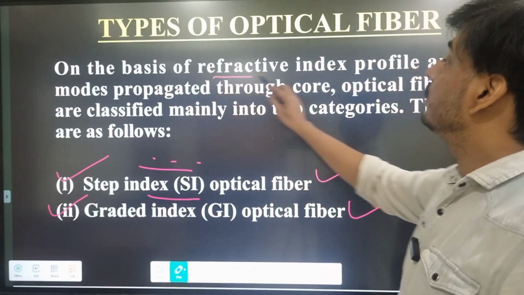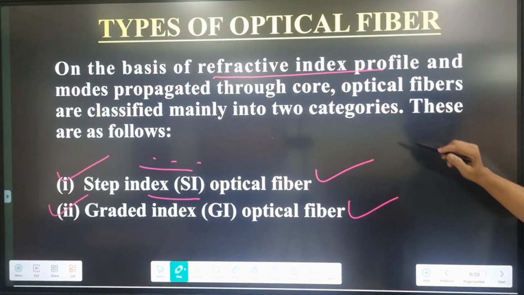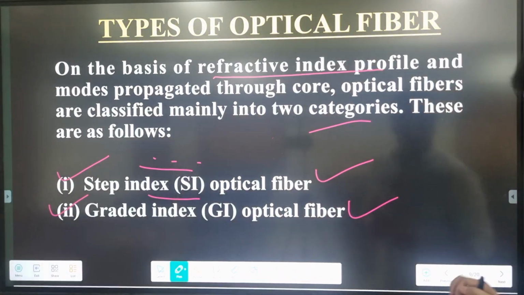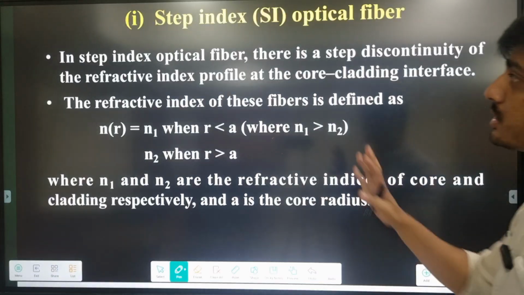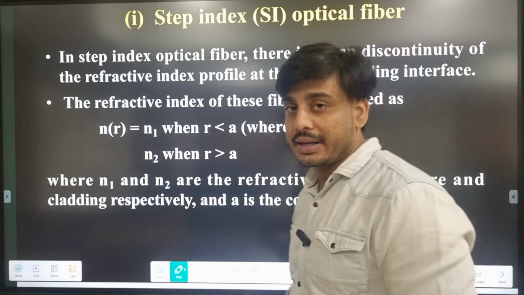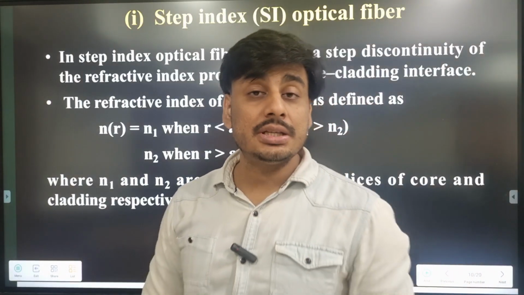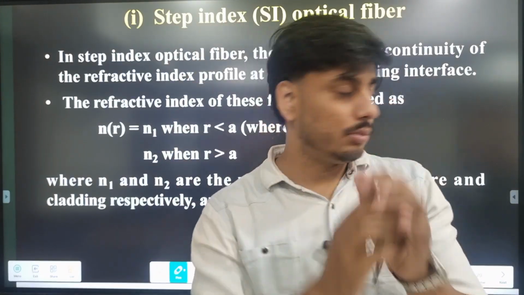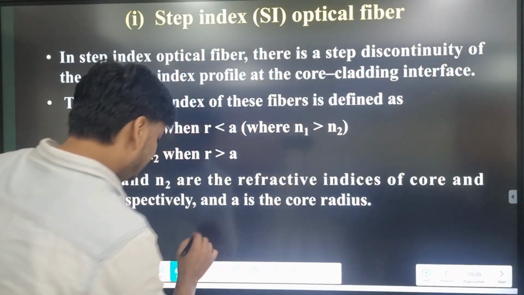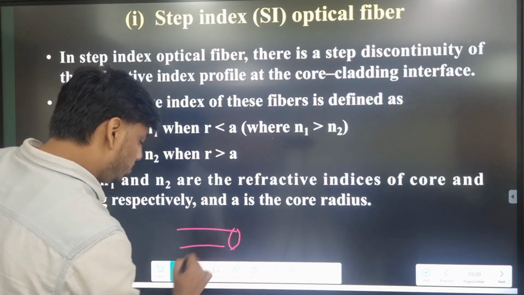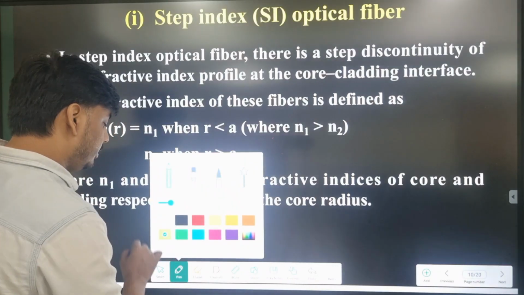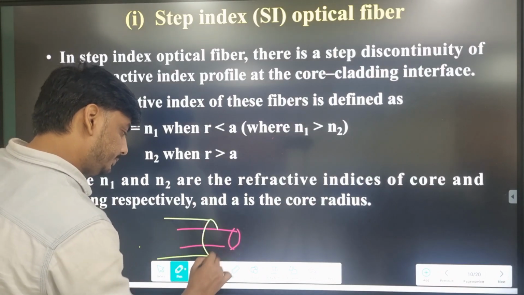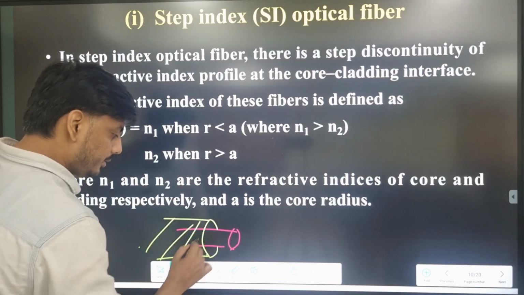Here you can see that on the basis of refractive index profile, there are mainly two different types: step index and graded index. First we will discuss step index. Step index means there is a sudden change in refractive index. For example, we consider the core. This is the core region and this is the cladding region. This is the cladding.